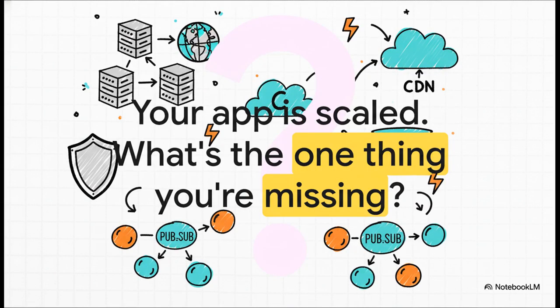So, congratulations! Your app is now a well-oiled machine. It's handling millions of users, it's fast, it's stable, it's global. So what's next? What's the one crucial piece of the puzzle that lets you actually see inside this complex system when things inevitably go wrong? Well, that's a story for another time.